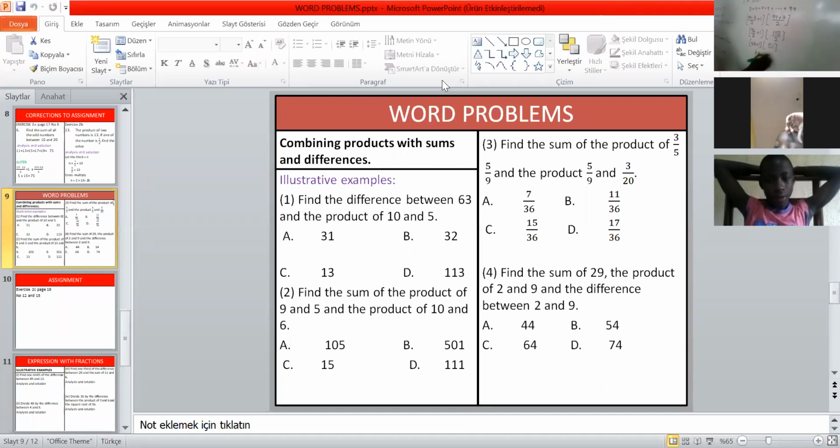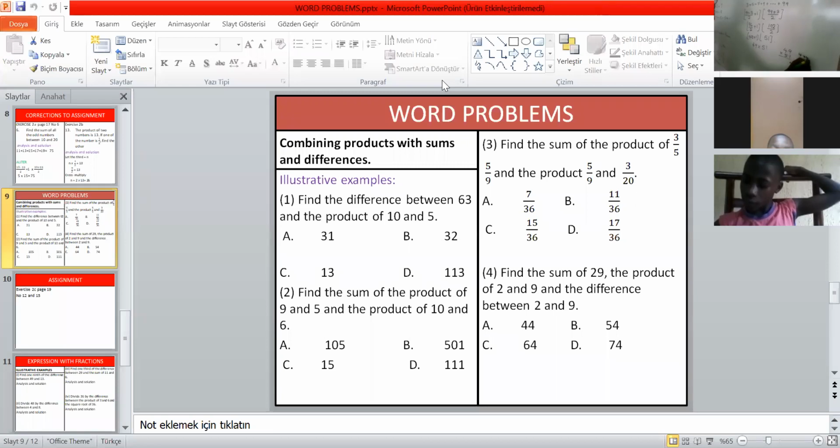Times what? 51. Now we multiply the two together. From here, you have to be very careful. So 49, 51, we are multiplying. 1 times 4 is what? 4. 5 times 9 is what? 45. So 45 plus 4 is what? 49.